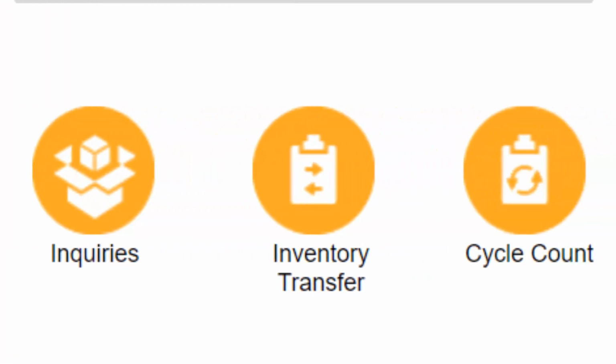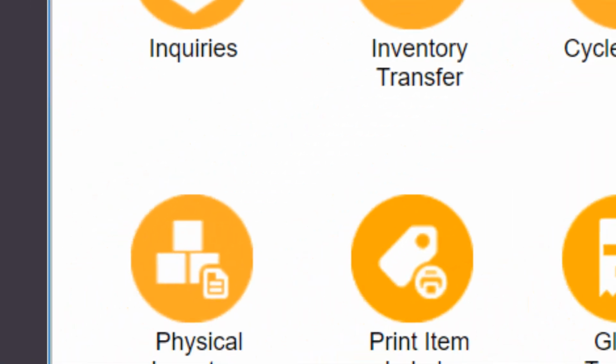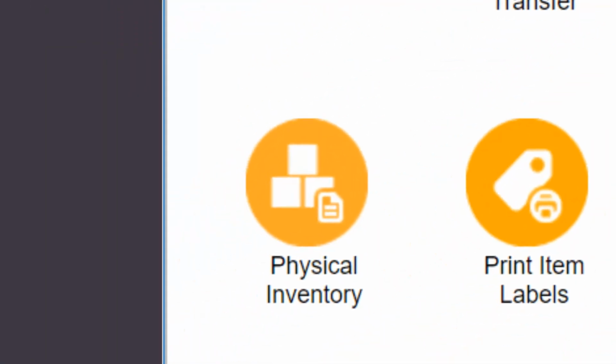The second option on the main screen is the inventory transfer. This allows goods to be transferred either within a warehouse or between warehouses. We then have the cycle count transaction, allowing counts to be entered against an existing cycle count order. We then have the physical inventory transaction, allowing data to be stored against an existing cycle count order.